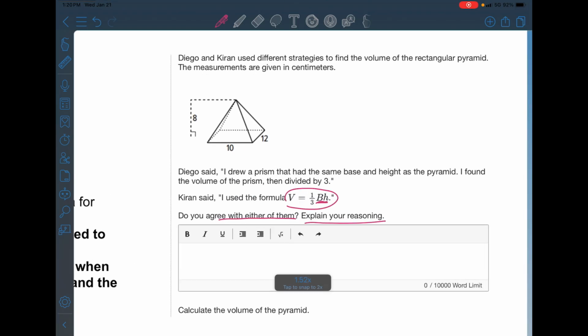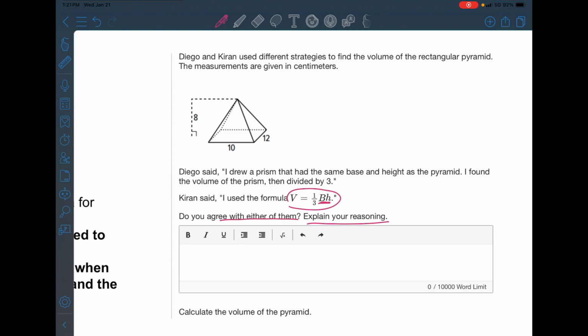Then it says calculate the volume. So if you said yes, I agree with either one of these, then you should be able to do what it says: either take the volume of the prism and divide it by 3, or do 1/3 base times height. Some of you didn't give me the right answer because you just weren't paying attention.